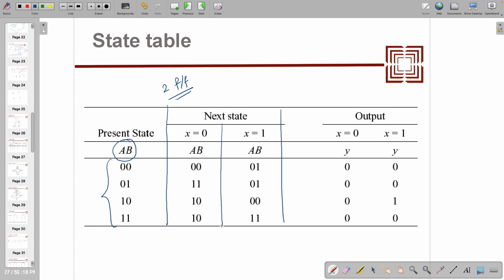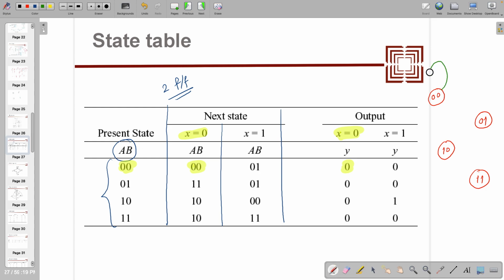So can we draw the state diagram for this one? Please draw that. The answer is already there, it's not so difficult, but there are 4 states, 0 0, 0 1, 1 0 and 1 1. So tell me what will happen to this 0 0. So when x equal to 0, next state is equal to 0 0, and y equal to 0. So how to draw that?